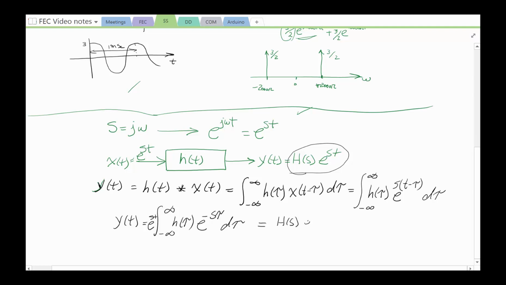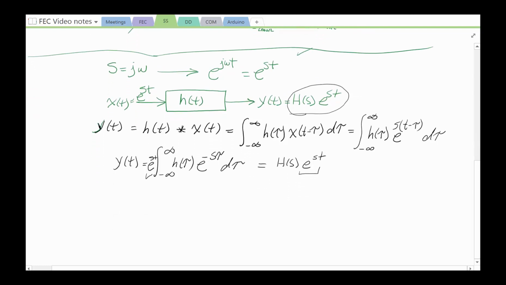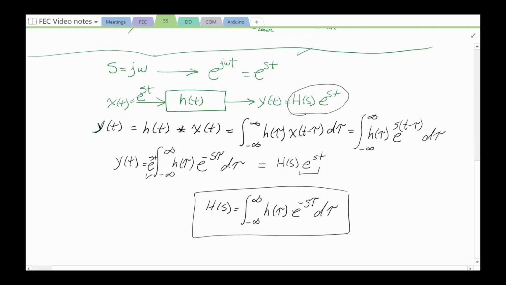So h of s e to the st, which means the e to the st's are the same, so I can cancel them from both ends, and the conclusion becomes that h of s is now equal to the integral from minus infinity to infinity of h of tau e to the minus s tau d tau. So we've got a nice equation going here. We are able to take h of t and turn it into h of s. Once we've done that, and if your input is just e to the st, we're done.